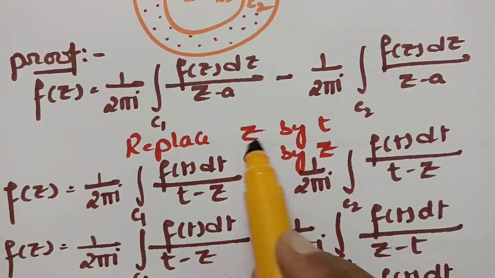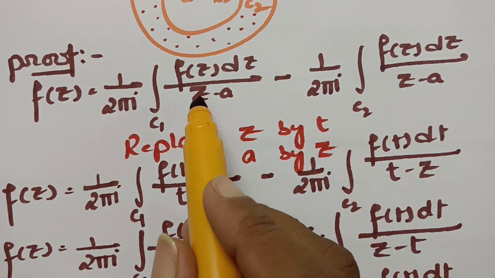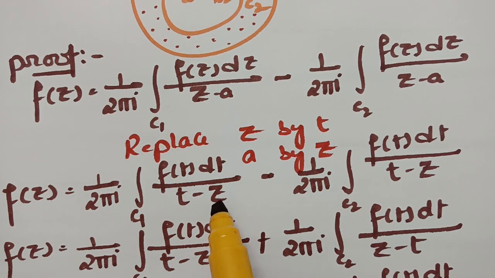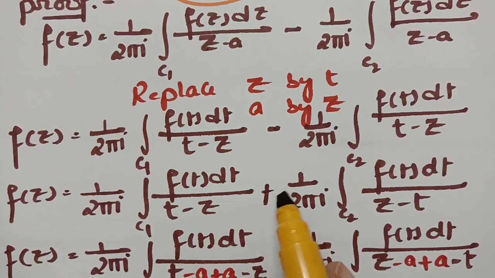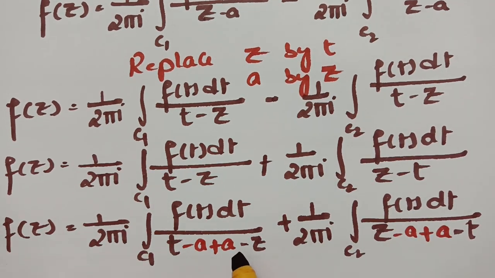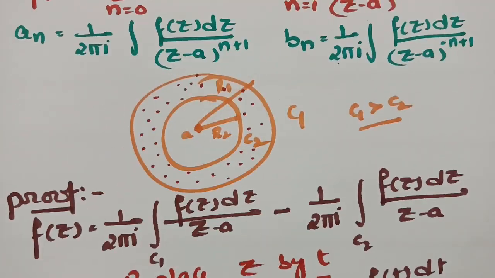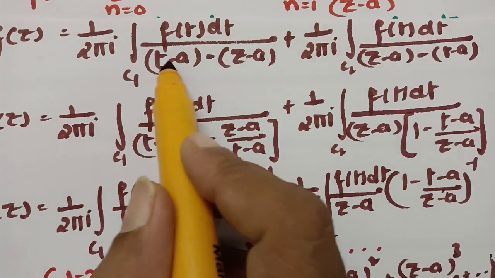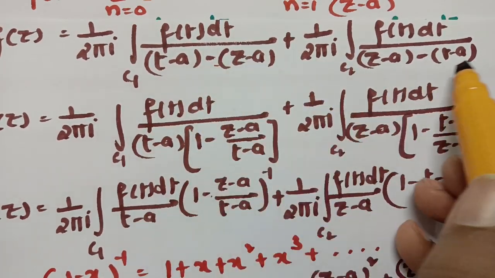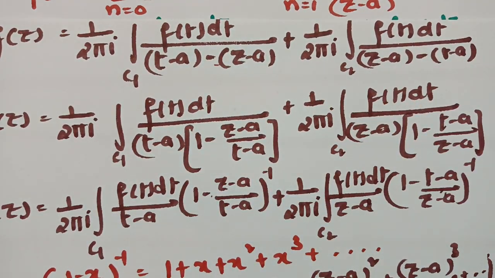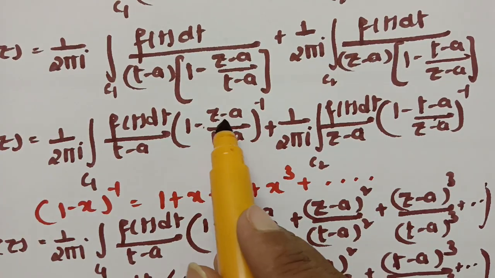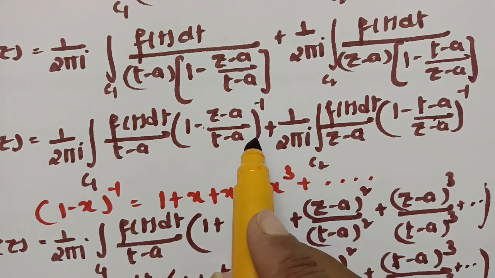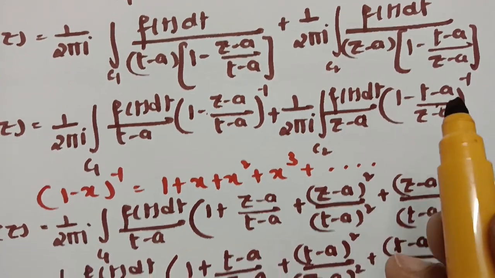First thing is we have to replace z by t and a by z. So I've replaced z by t and a by z. In the second step, I have taken minus common from the second term, and this becomes plus, and later I have added and subtracted a in these two integrals. Next, t minus a is taken common from the first, and z minus a is taken common from the second. Here the denominator is sent to the numerator, and here also the denominator is sent to the numerator.